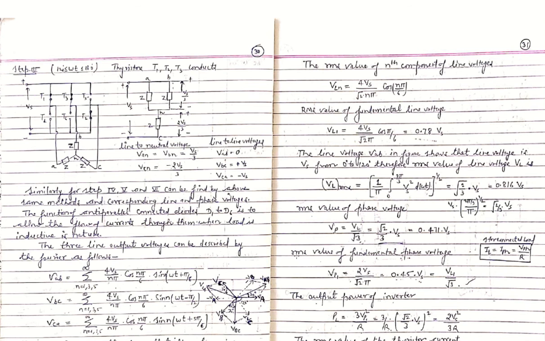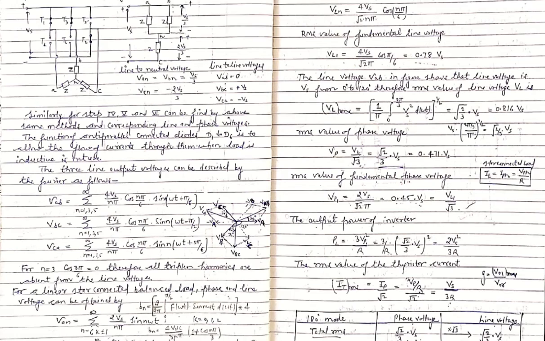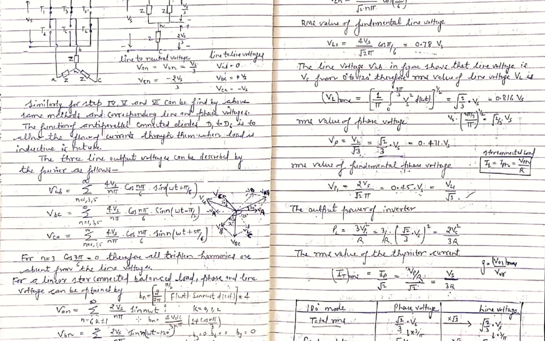And now we calculate the RMS value of the fundamental phase voltage. For the fundamental phase voltage, go to the Fourier series expression of this phase voltage waveform. This phase voltage waveform has a magnitude of 2 Vs by n pi. If we divide this 2 Vs divided by n pi by root 2, we will obtain the fundamental component of this phase voltage waveform.